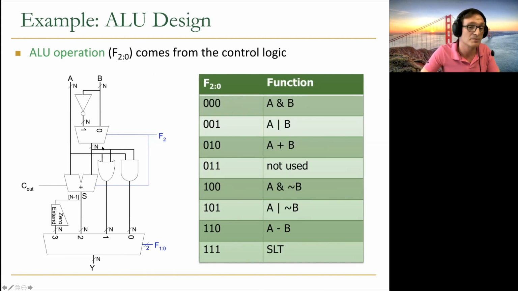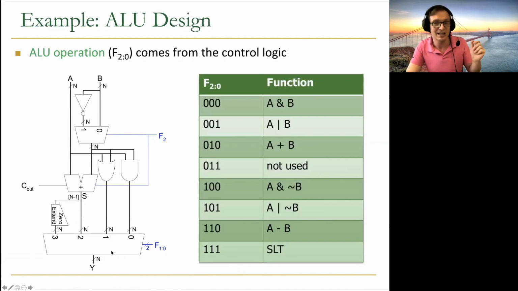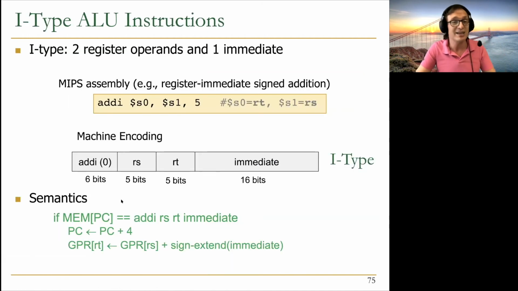You can clearly see how you can control the ALU. The ALU operation comes from some control logic that needs to decide what 3 bits should be provided to the ALU so that it can do the addition. I'm not going to go through this in detail as we discussed earlier. So let's take a look at how we can extend this data path to I-type ALU instructions.